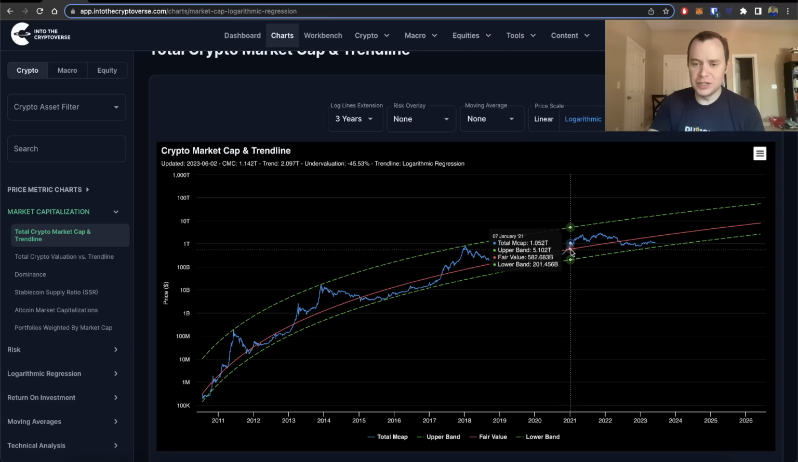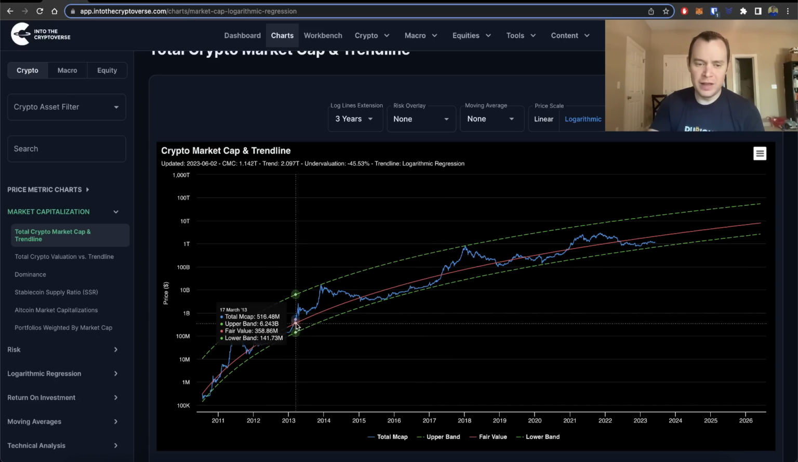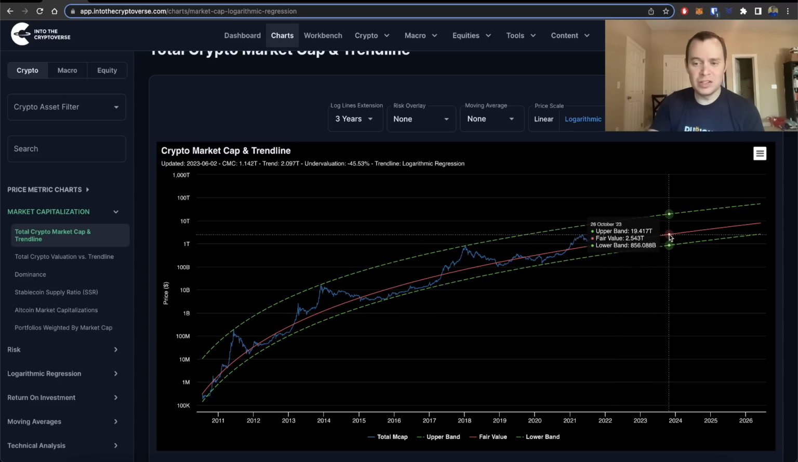Last cycle, it occurred in basically late 2020, early 2021. The cycle before that, it occurred in about mid-2017. The cycle before that, it occurred in early 2013. So I really wouldn't expect sustained levels of overvaluation until late 2024 or early 2025 at the earliest.